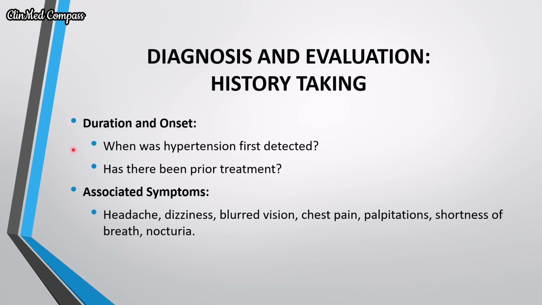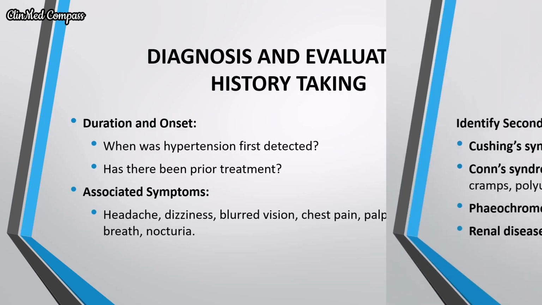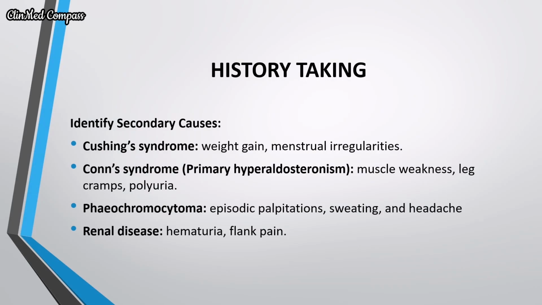Are they compliant? Inquire about associated symptoms like headache, dizziness, blurred vision, chest pain, palpitation, breathlessness, nocturia. These symptoms could indicate target organ involvement or even a hypertensive crisis. Always look for clues suggesting secondary hypertension. Ask specific questions like weight gain, facial swelling, irregular periods. This may point to Cushing's syndrome.